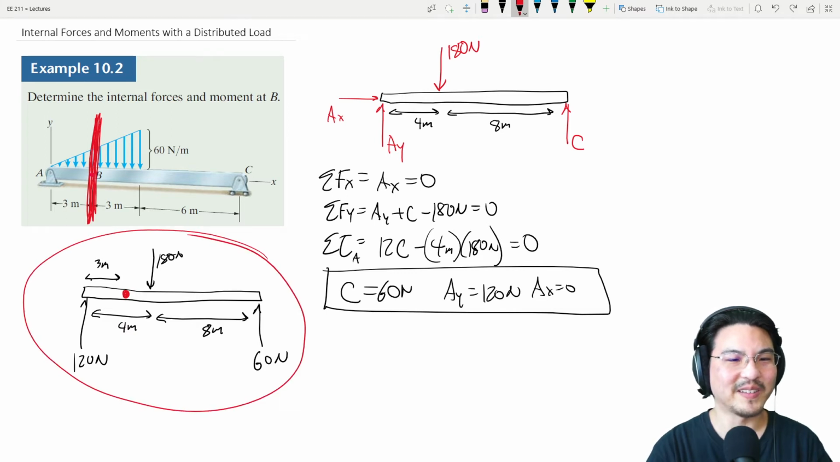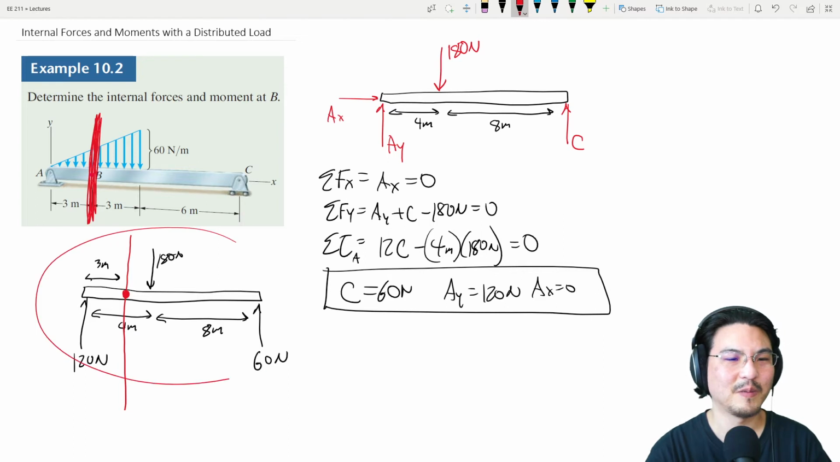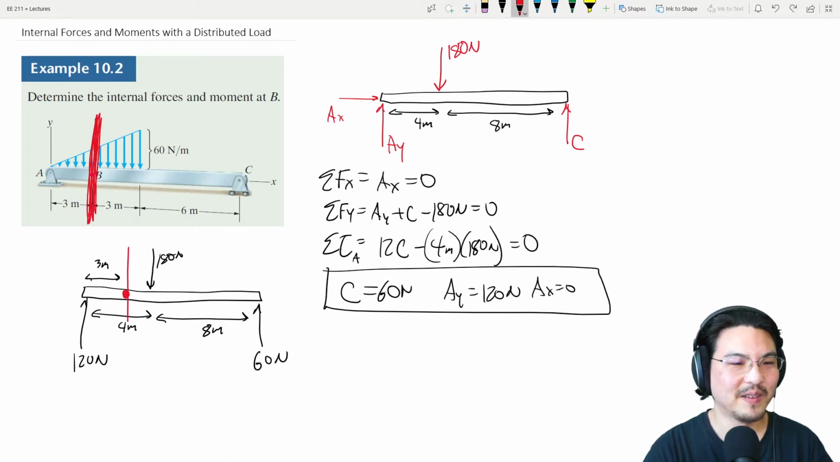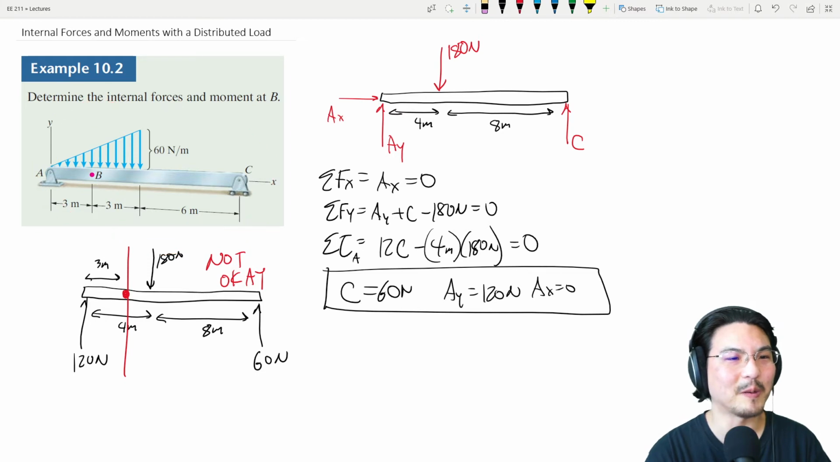This representation was only to solve for the reactions at the supports. It is not okay to cut a section like that with this representation. That is not okay. You're not going to get the right answers. You have to go back. So this is not okay. You have to go back to the original representation with the distributed load. Then you can cut a section like that. That is the correct way to do it.